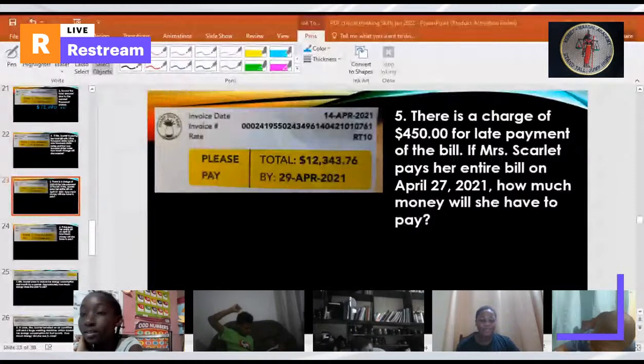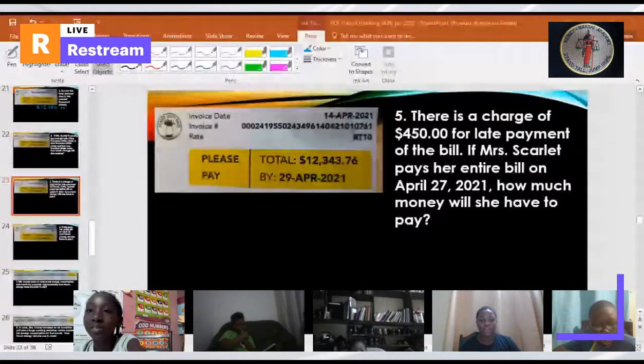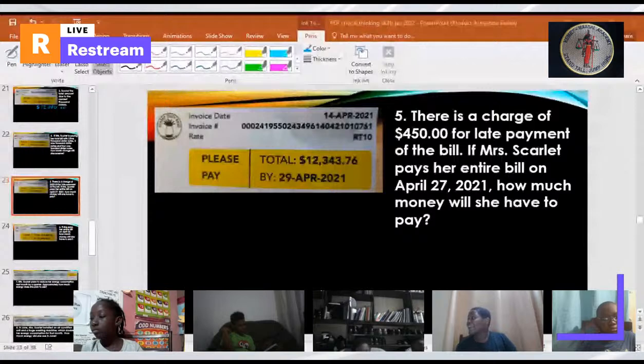Miss, the bill is due to be paid by the 29th, but she paid it by the 27th. So she paid it before. Therefore, she wouldn't have any late fee. All right, so that is correct. She would not have any late fee, because she's paying on time.